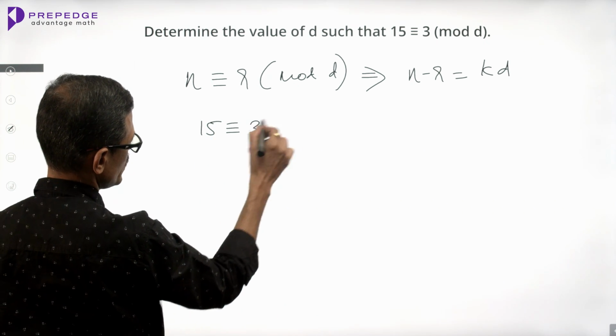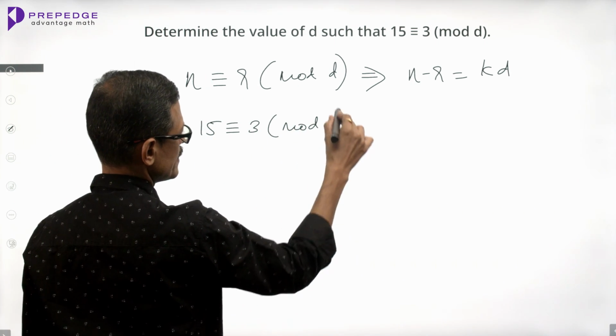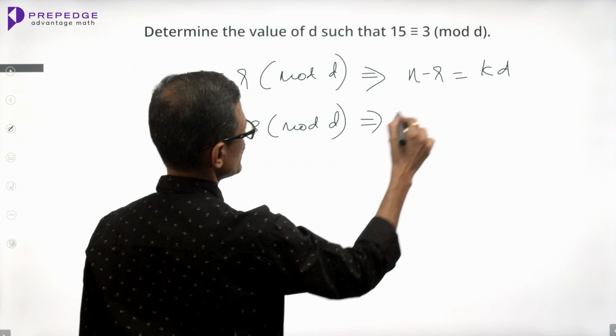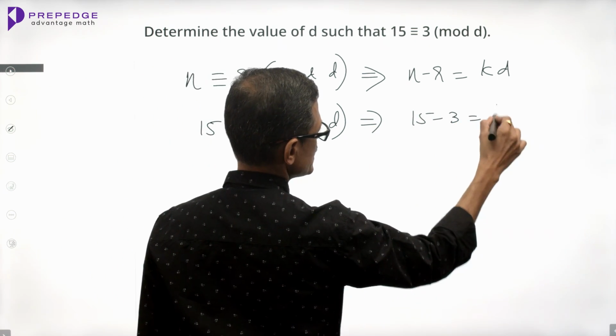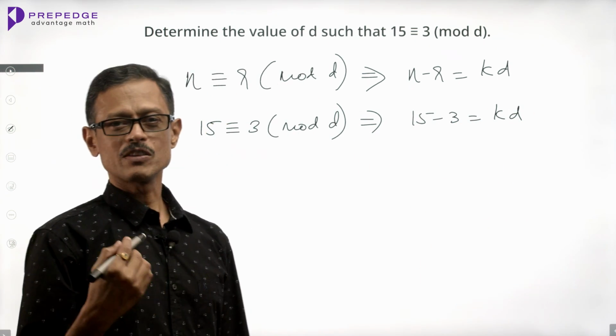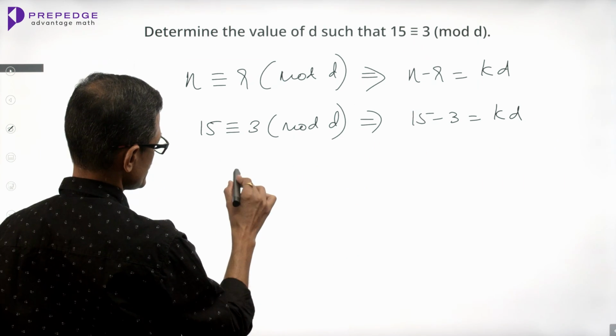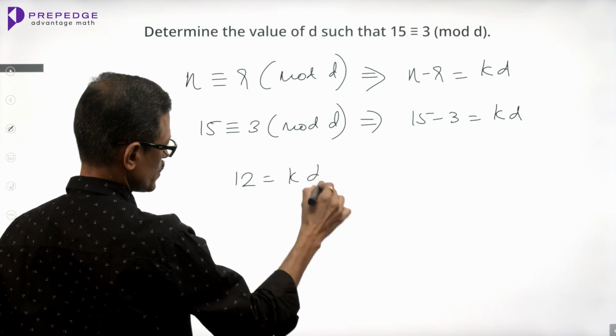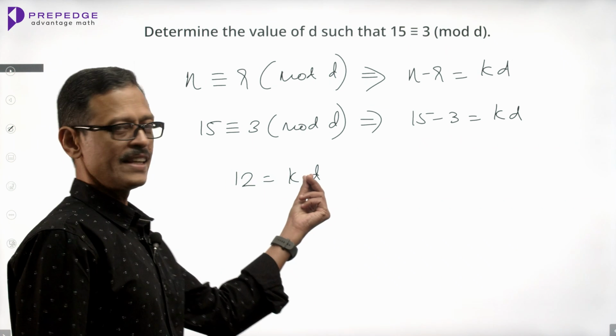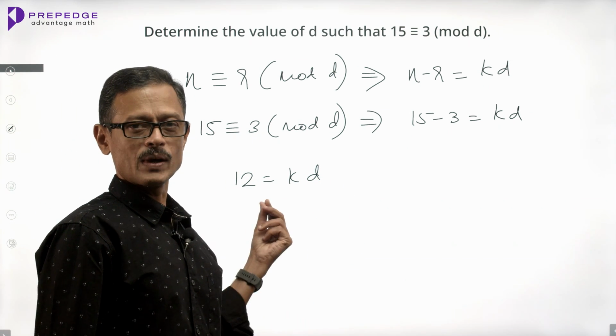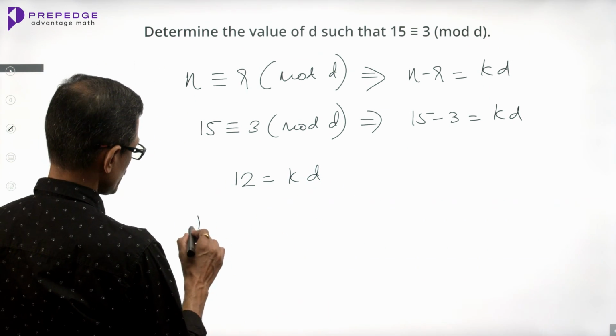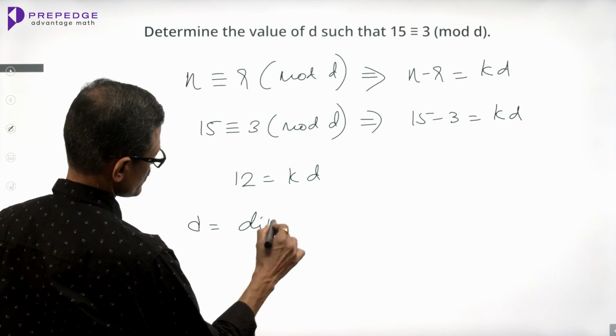15 is congruent to 3 mod d. d தான் நம்ம கண்டுபிடிக்கணும். அப்படின்னா 15 minus 3 is equal to kd. It's a multiple of the divisor. 15 minus 3 is equal to 12. 12 is equal to kd, which means that d is such a number that will divide 12. நம்ம வந்து d is equal to divisors of 12.